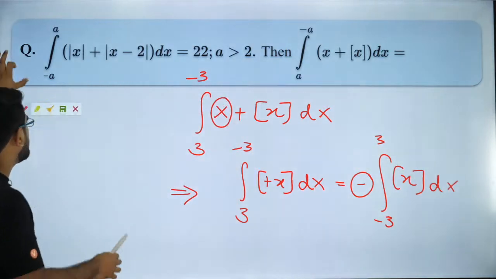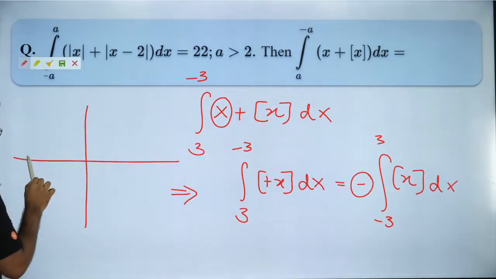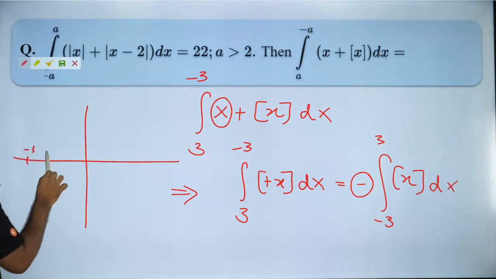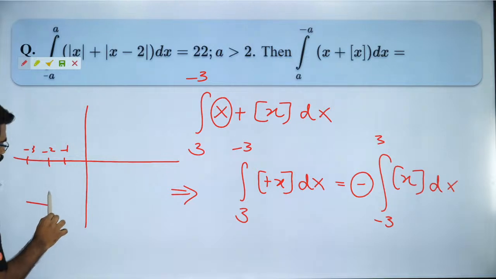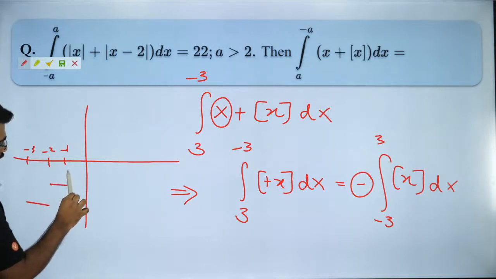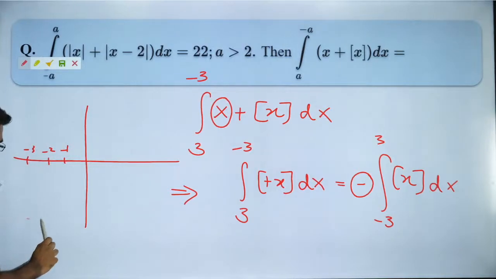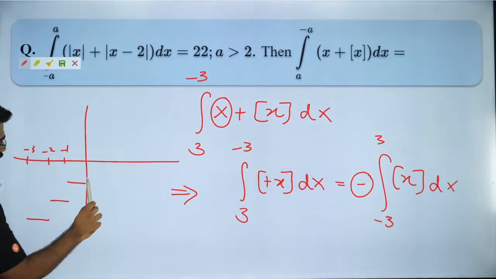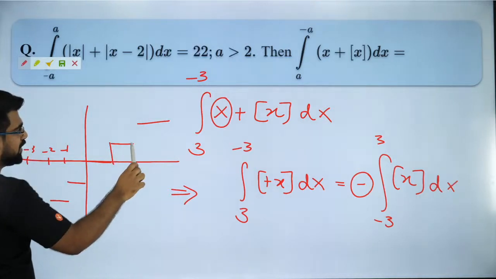So now you can do it by graph. That is what I would prefer. So minus 3 to 3. So minus 3 you have, then minus 2 you have minus 1. So it will be like this. Minus 3 to minus 2 will be 2. Then it will be 1. Okay, it will be minus 3. It will be minus 2. It will be minus 1. It will be 0. It will be 1 and it will be 2. So this is how the graph looks like.